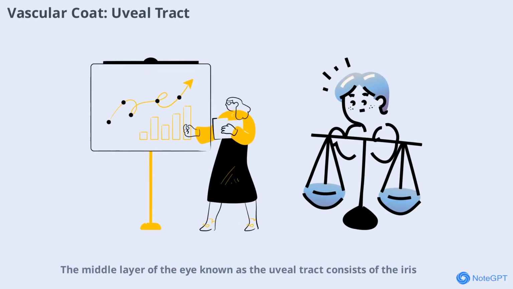The middle layer of the eye, known as the uveal tract, consists of the iris, ciliary body, and choroid. The iris and ciliary body form the anterior uvea, while the choroid is the posterior uvea. These structures are interconnected and highly vascular, playing key roles in regulating light entry, focusing, and nourishing the eye. The uveal tract's close relationship with the corneal endothelium means that diseases can easily spread between these layers.